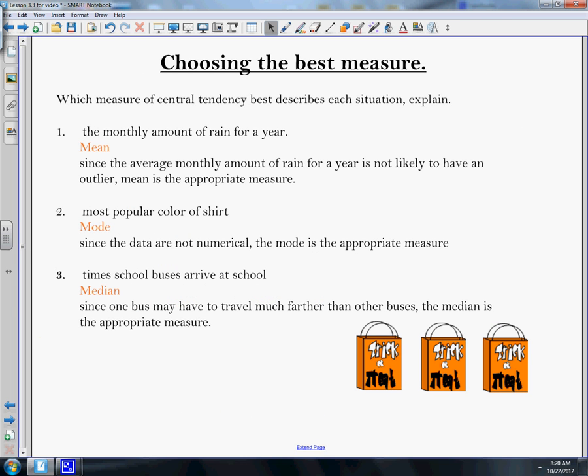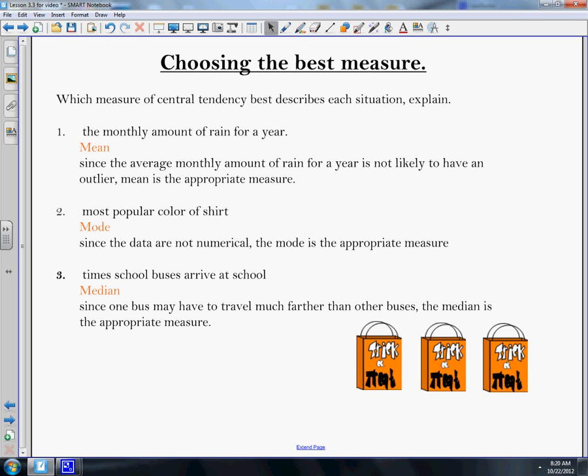All right. So choosing the best measure. Which measure of central tendency best describes each situation and explains why? So this is kind of just an example. You can just sit and listen. You don't have to write all of this down. But you will have questions like this that you will have to answer.